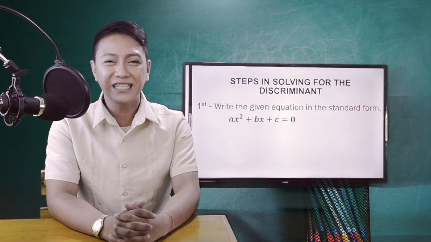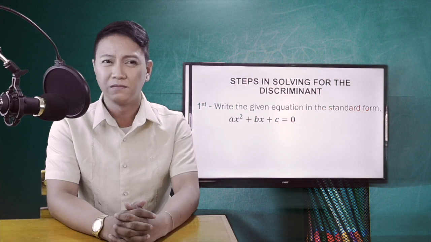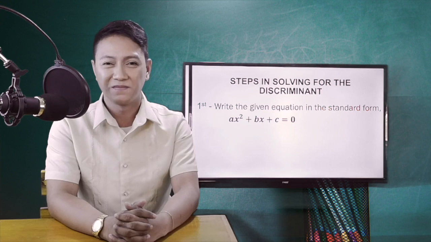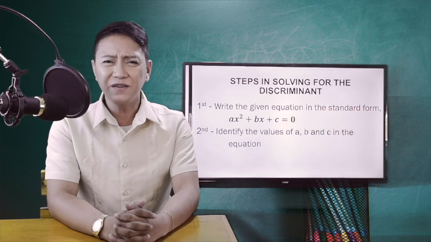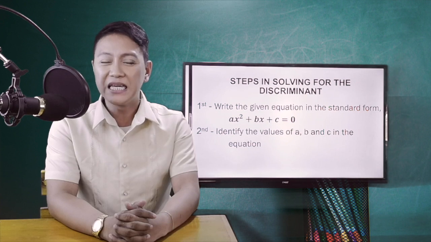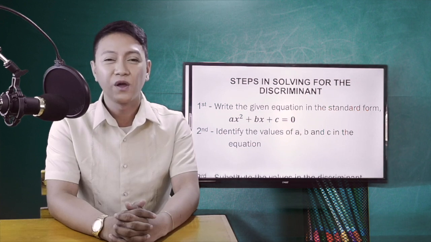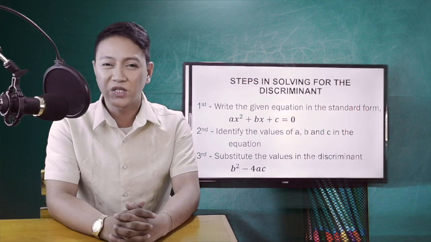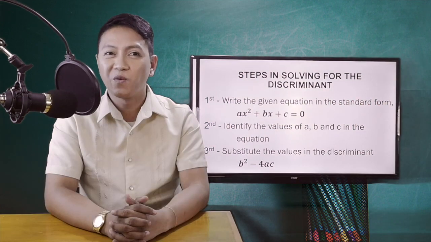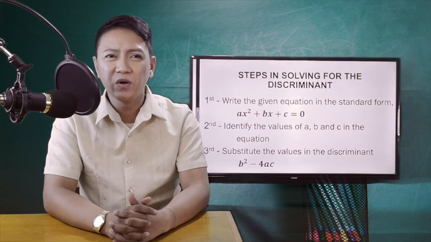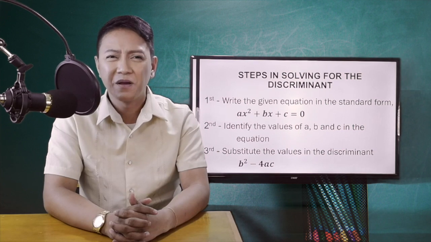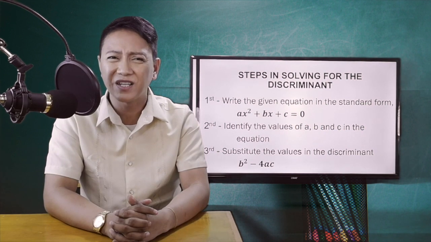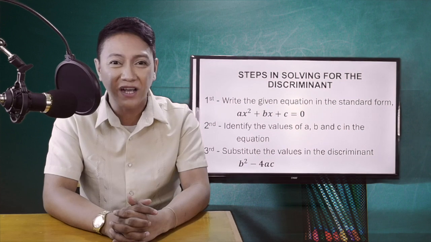First, write the given equation in the standard form, ax squared plus bx plus c is equal to 0. Second, identify the values of a, b, and c in the equation. Third, substitute the values in the discriminant, b squared minus 4ac. Alright, now you already know how to solve for the discriminant. But what does this value tell us? This discriminant will actually tell us the nature of the roots of a quadratic equation.